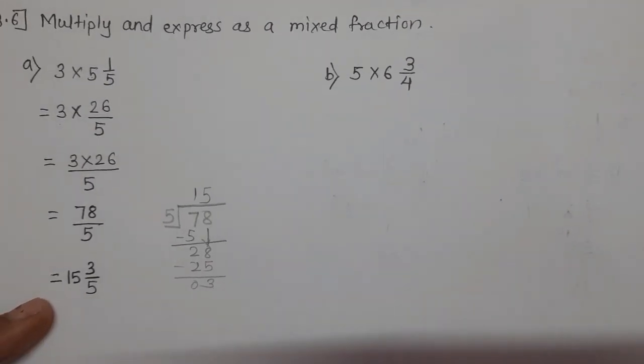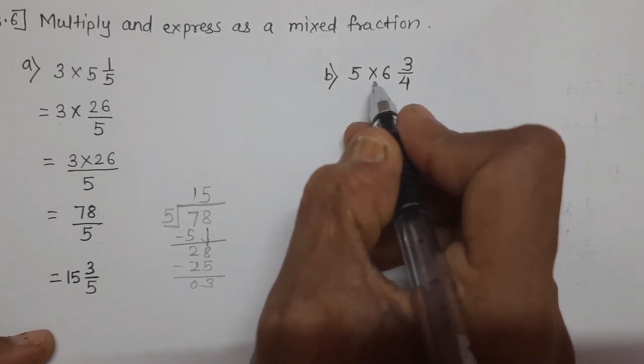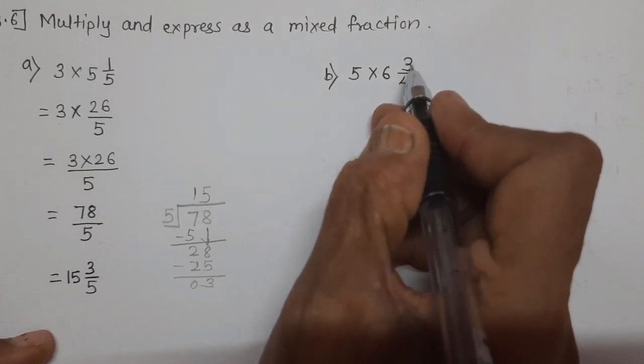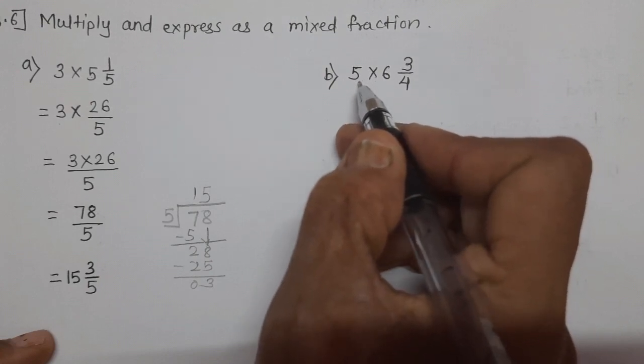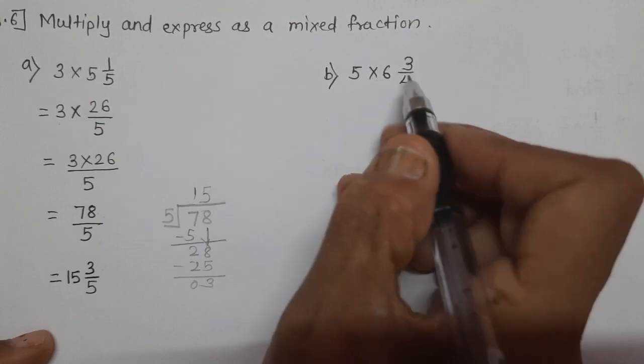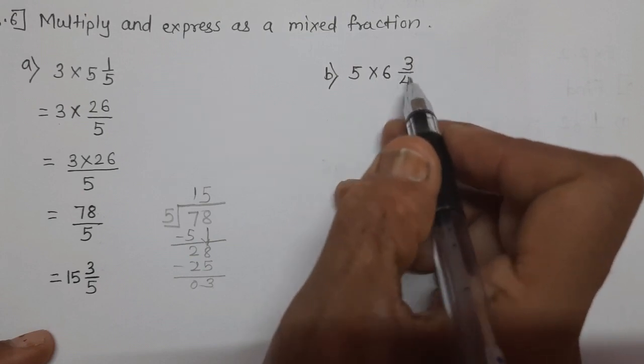B question. Now let's solve B question. 5 multiplied by 6 integer 3 upon 4. Now see here, see this is 5, whole number part. Multiplied by 6 integer 3 upon 4. 6 integer 3 upon 4.